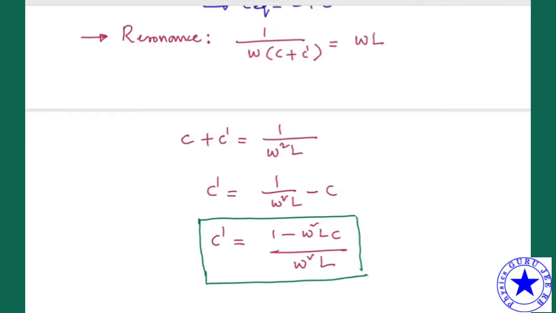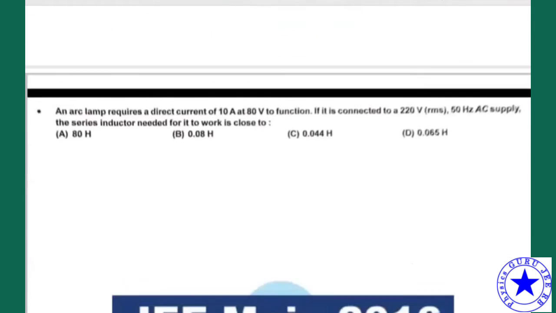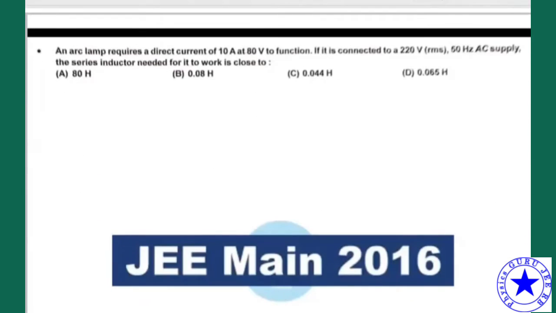Okay, now moving to the next question, a 2016 offline question. You can see an arc lamp requires a direct current of 10 amps at 80 volts to function. If it is connected to a 220 volt RMS, 50 hertz AC supply, the series inductor needed for it to work is close to... So what is the series inductor?